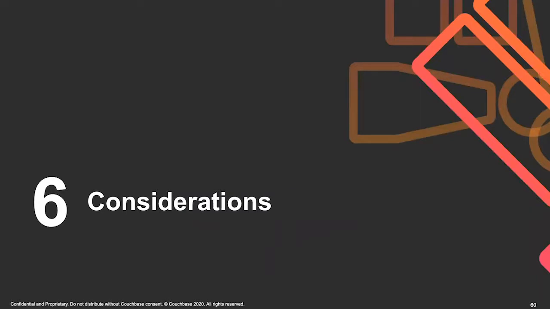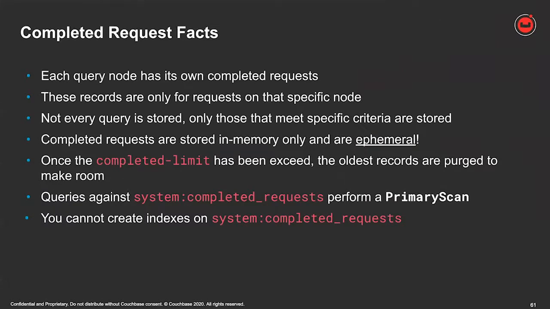And lastly, we have some additional considerations. So when identifying and tuning slow queries, here are some other things for you to think about, specifically when you're querying system completed requests. Each query node has its own version of system completed requests. These are requests for that specific node only. Again, not every query is stored, only ones that exceed that threshold or meet additional logging qualifiers.